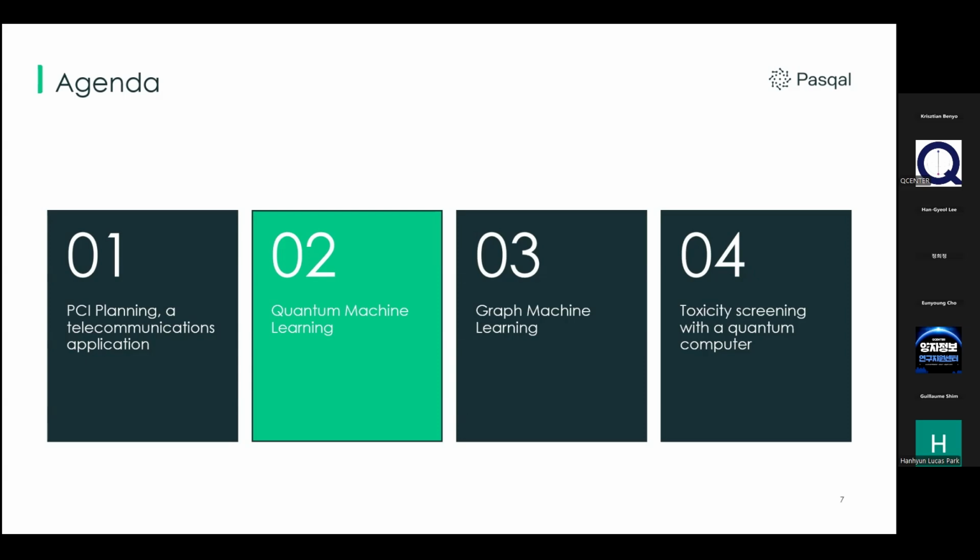So let's move on to today's theme, which is going to be around machine learning, more specifically quantum machine learning. And we are going to focus on a specific type of machine learning methods called graph machine learning methods. The reason for this is, as we have illustrated, neutral atoms type systems are particularly adept at handling graphs.